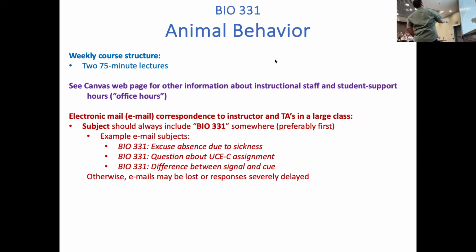Their information is on Canvas: there is an instructional staff information link right on the main page and also under the course information module, and their info is in there. They'll have contact info in there, and they'll be populating their office hour availability or student support availability soon, if not already. So take a look at that.